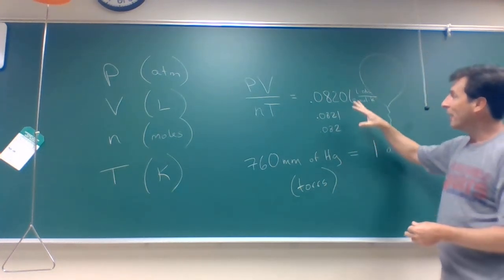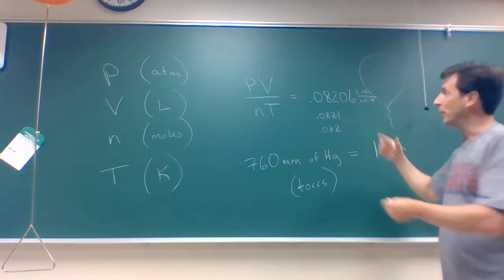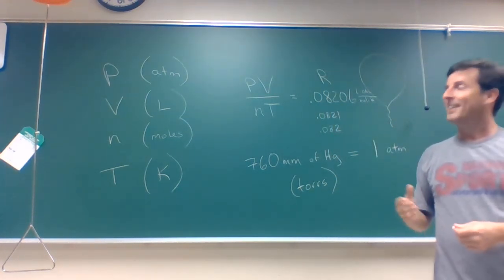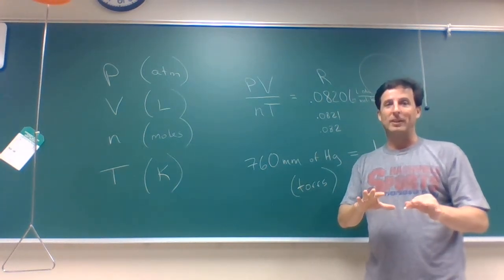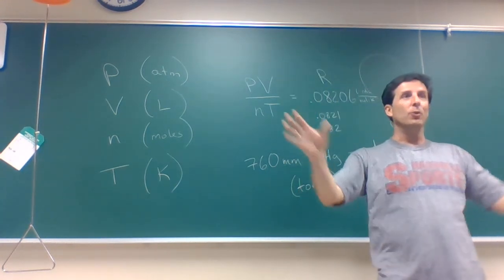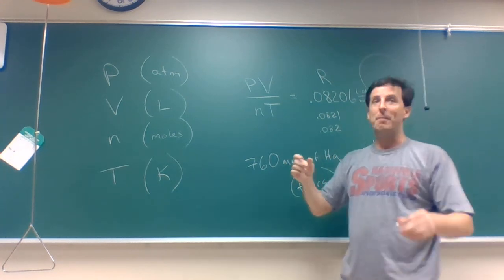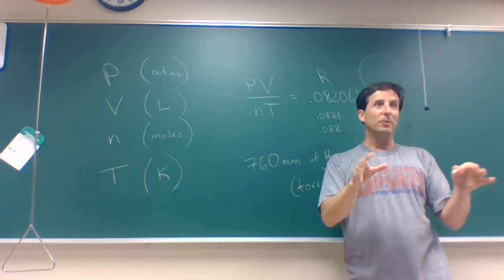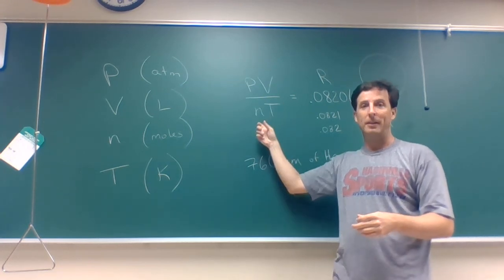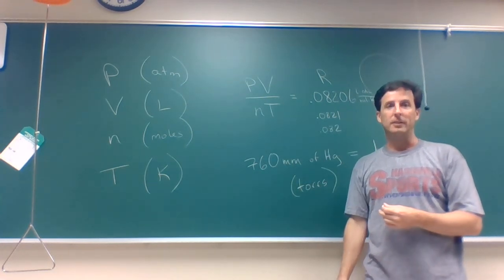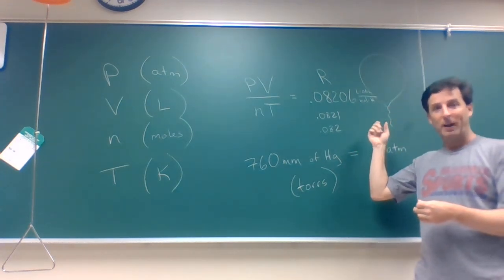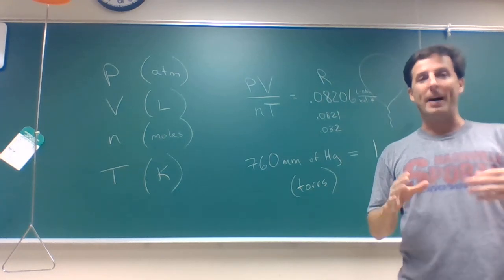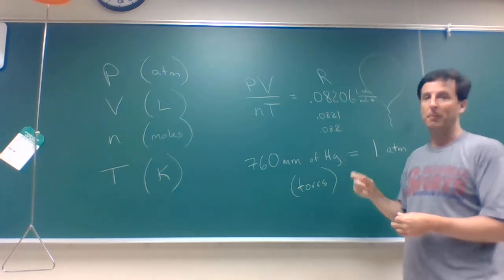But this value, which we typically call R, the universal gas constant, applies no matter what gas we look at. If I measure the pressure of the air in the room, the volume of the room, the moles of gas in the room, and the temperature, and plug them in, it's going to equal 0.08206. If I have my balloon I was talking about, plug them all in, it's going to equal 0.08206. Any sample of gas, no matter what it is, will always equal that number.